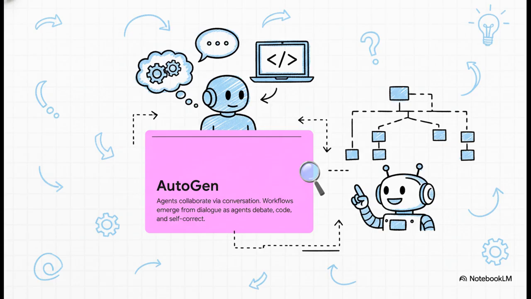You set up these different agents, and they just talk to each other to solve a problem. So one agent might propose a solution, another one critiques it, and they just go back and forth, iterating until they finally agree on something.